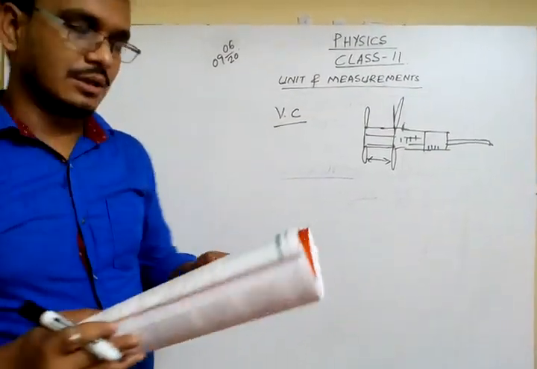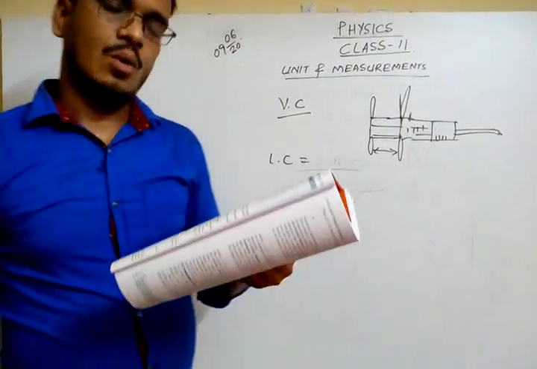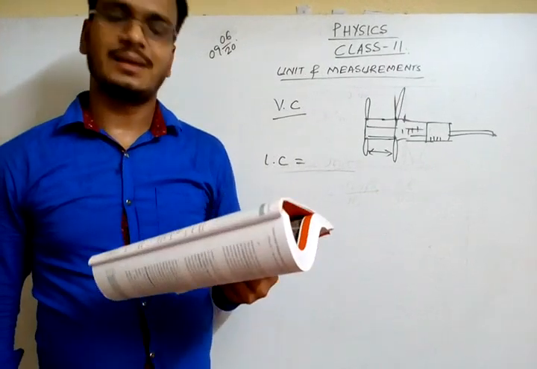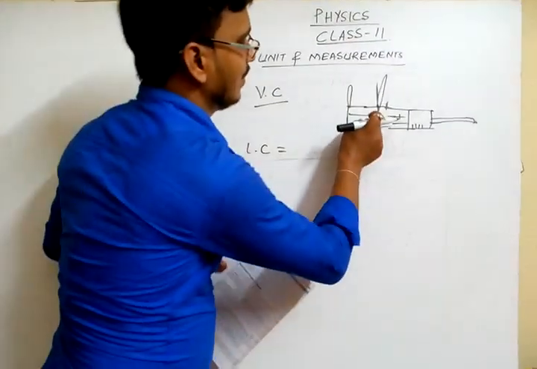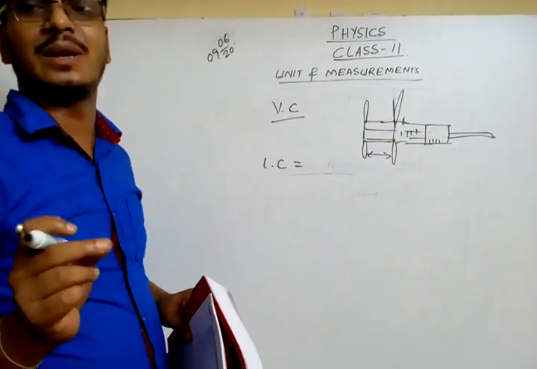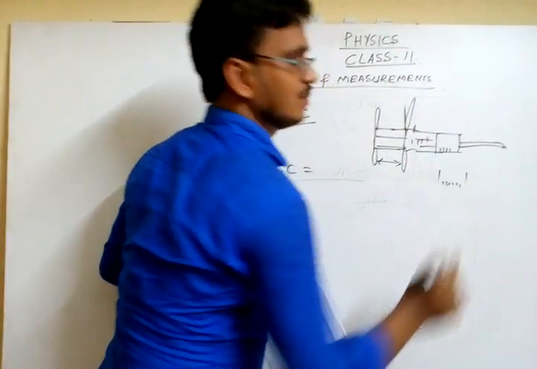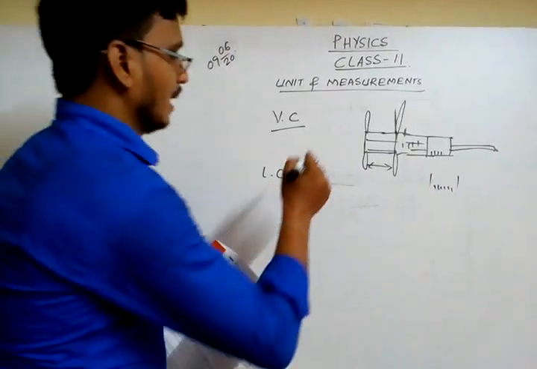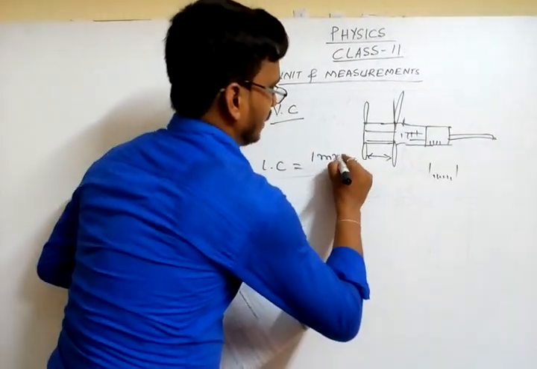So here, the least count of the vernier caliper is equal to, we know, 1 main scale division divided by the total number of vernier scale divisions. In the main scale we can measure in centimeters, and within 1 centimeter there is a small division, that is the millimeter. So in the main scale, the minimum reading we can measure is 1 millimeter.